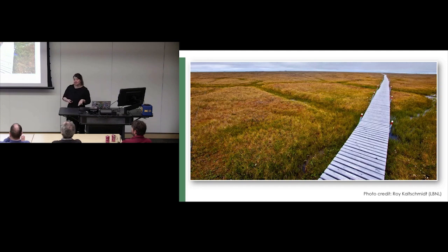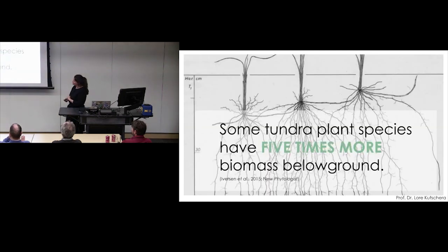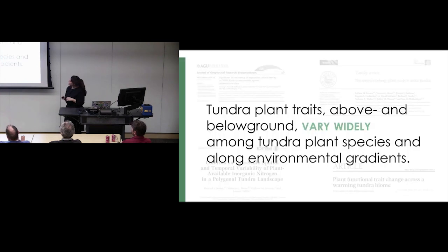If you're a plant ecologist like me, you might think the tundra on the North Slope is a little boring, but you just need to look a little bit closer, because some tundra plant species have 5 times more biomass below ground, in an area that is less harsh than the above-ground environment, where the little shrubs are hugging the land surface.